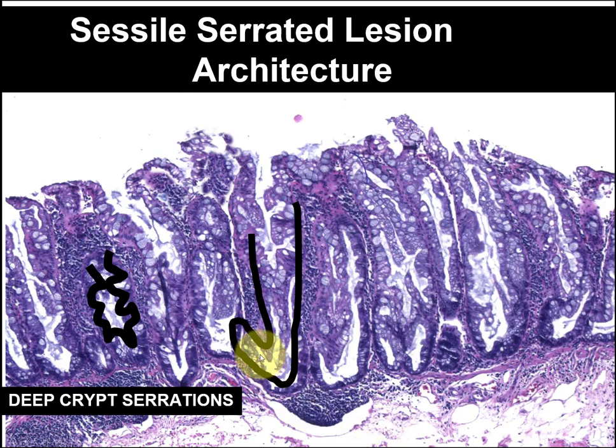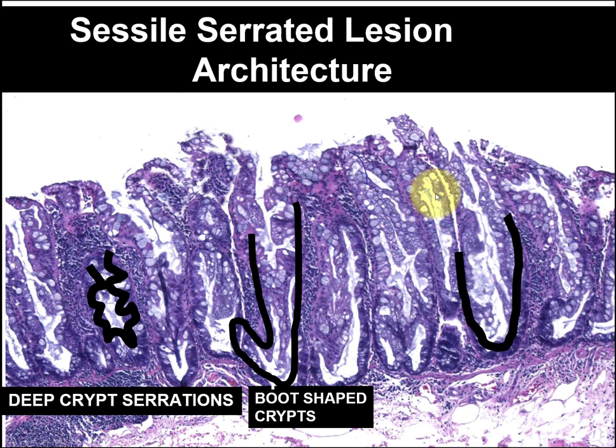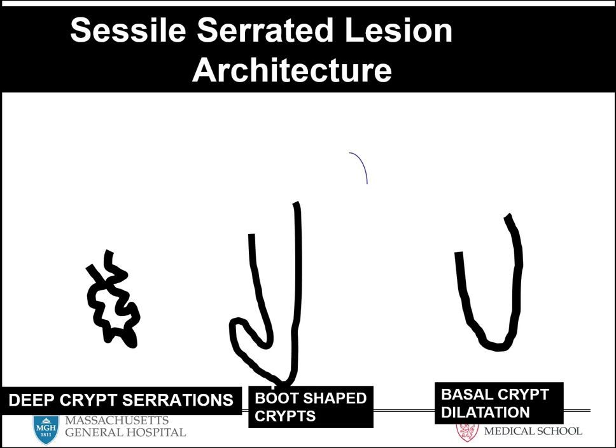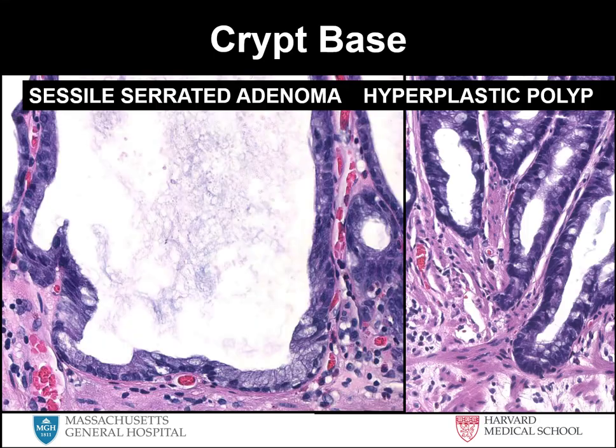Crypts that start running horizontally, either on both sides where it creates a T-shaped form, or only in one side. This is the so-called boot. In fact, this does look like a boot, doesn't it? And finally, dilatation at the base. So the glands are more dilated at the base than they are at the surface. So those are the three features: deep serrations that go to the base, boot-shaped crypts, and crypts that are dilated at the base. So they're not only dilated at the base, but also notice the lining epithelium.